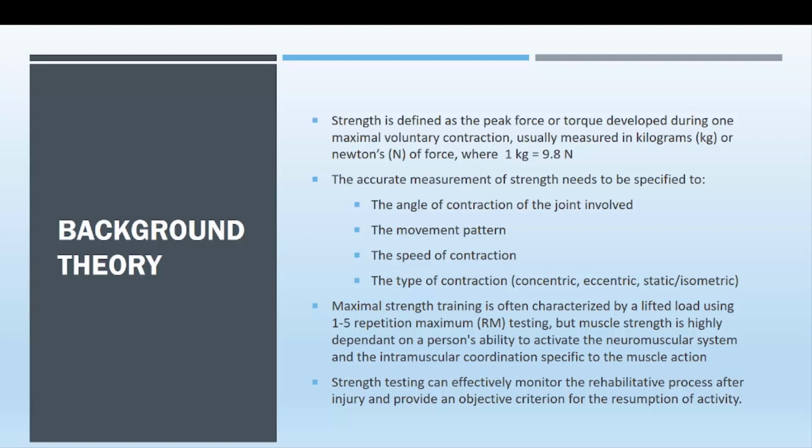Isometric or static refers to applying force against an irremovable object. This means that the length of the muscle remains unchanged. The concentric phase of a lift occurs when a muscle contracts and shortens, while the eccentric phase of a lift occurs when a muscle contracts and lengthens.